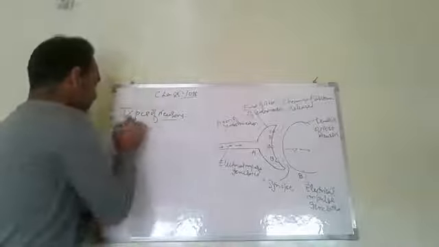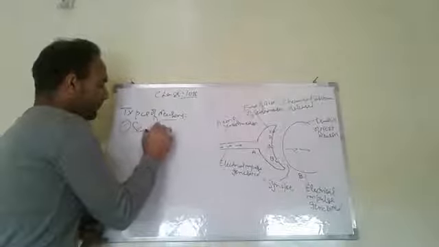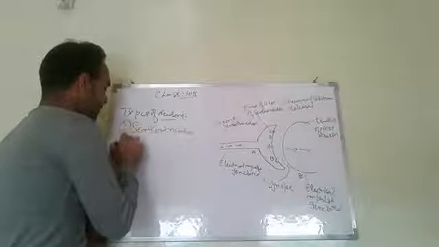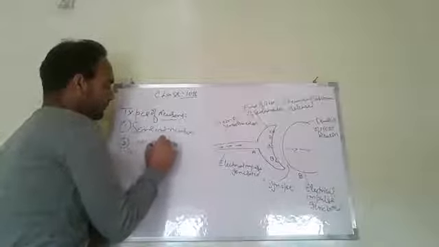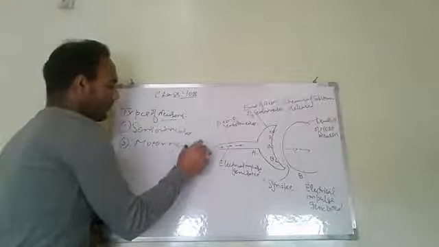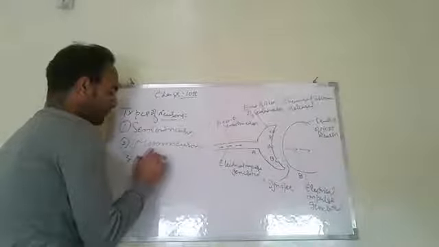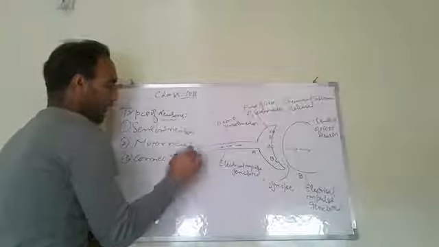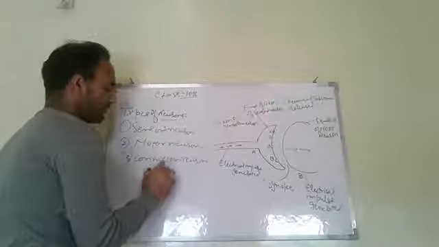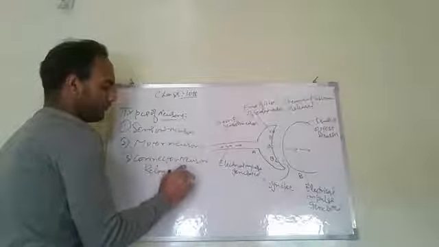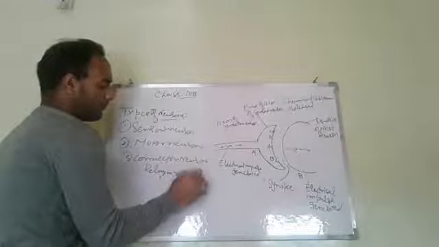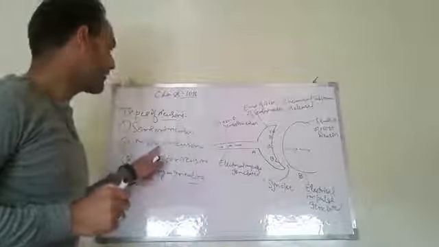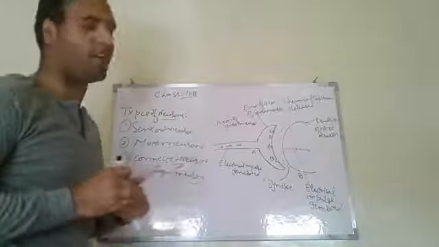First one is sensory neuron. Second is motor neurons. Third is connector neurons, also called relaying neurons. In the human body, three types of neurons are present: sensory neurons, motor neurons, and connector neurons, or relaying neurons.